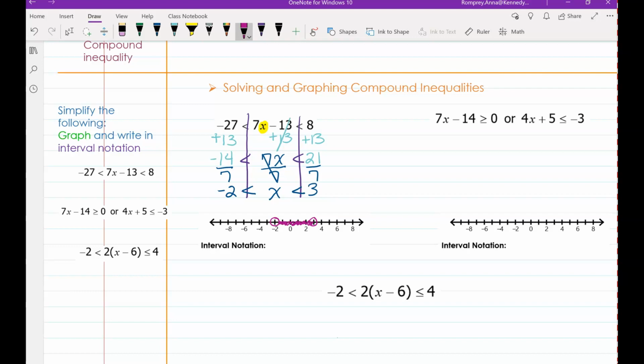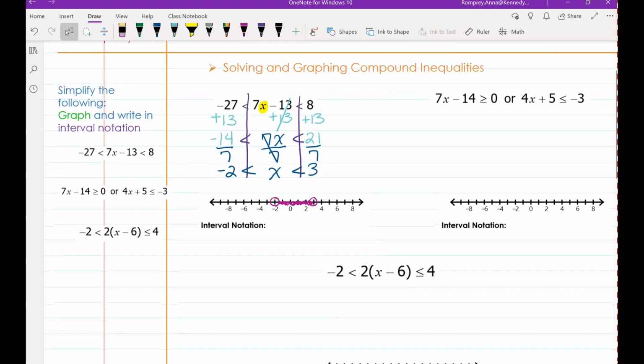Now, would negative 2 make this true? Plug it in. 7 times negative 2, negative 14, minus 13, gives me negative 27. Is negative 27 greater than negative 27? No, it is not. It is less than 8, but it has to satisfy both pieces of the inequality. So that's why that is not included. However, if I plugged in, let's say, 0.1, that would make a true statement.